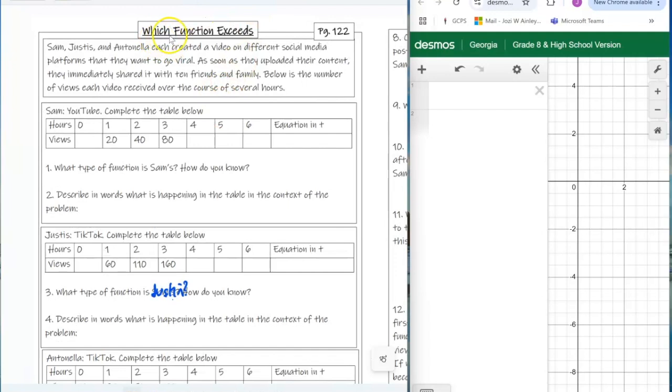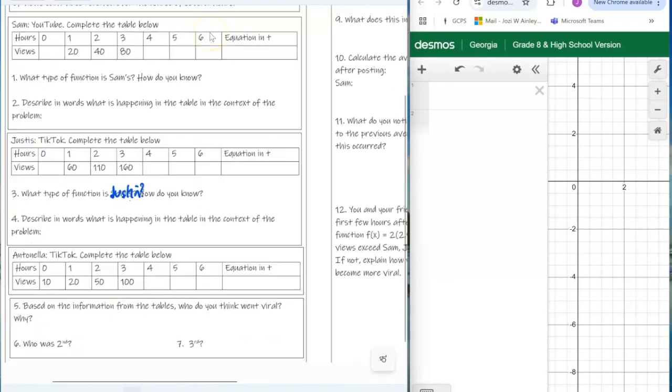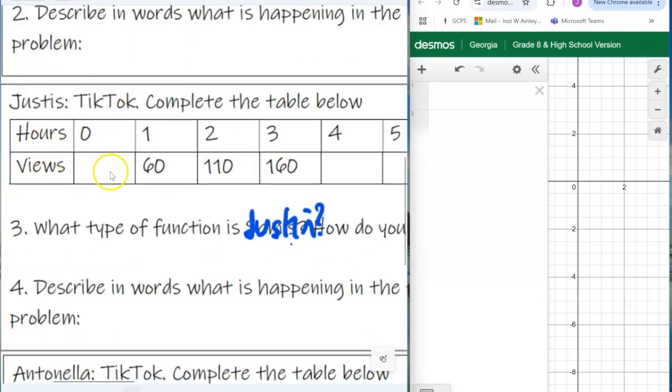All right, so today we're going to look at which function eventually exceeds all the rest. So between linear, quadratic, and exponential, which one will eventually exceed all the rest? All right, so please make a couple of corrections to my note. For number 3 right here, could you cancel out Sam's and write Justin?